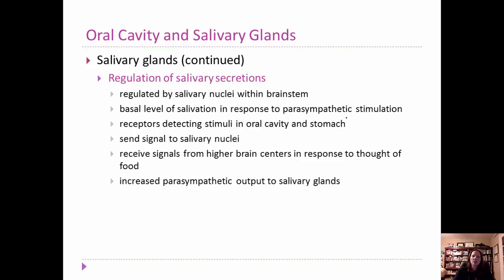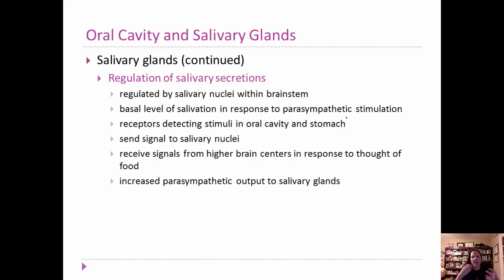As far as regulation, it's going to come from the autonomic nervous system. Specifically, what stimulates it is going to be parasympathetic. Remember, with the autonomic nervous system, parasympathetic is known as rest and digest. So anytime that we need to digest food, it's going to come from parasympathetic stimulation. Anytime that we don't, that's going to back away. It's regulated by salivary nuclei located in the brainstem. So we have that basic level of salivation in response to parasympathetic stimulation.